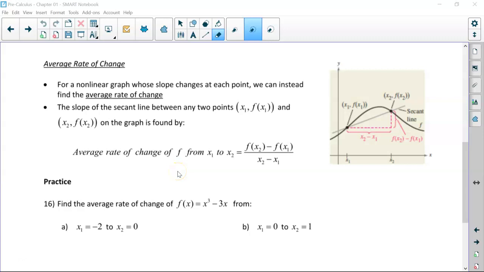Welcome to section 1.5 part 2. We're going to be talking about average rate of change and even and odd functions today.